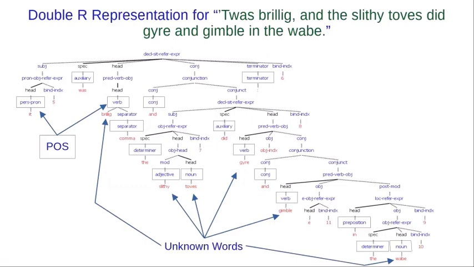As an example of an R grammar representation, we took the input from Lewis Carroll's Jabberwocky. "'Twas brillig and the slithy toes did gyre and gimble in the wave," and submitted it for analysis and got this result. We have highlighted the parts of speech in rectangles, and for the unknown words we provide pointers. If you look at the unknown words, you can see that the parts of speech assigned to them are reasonable given the input.